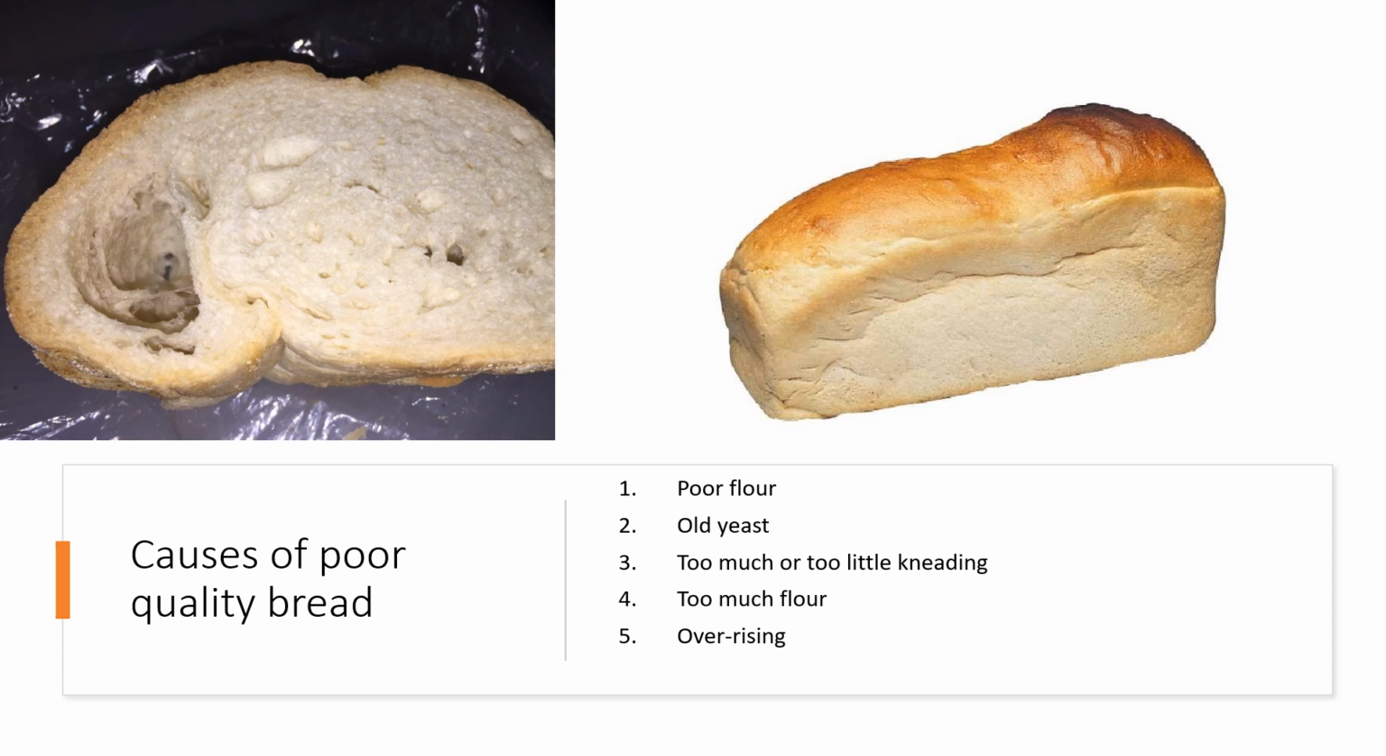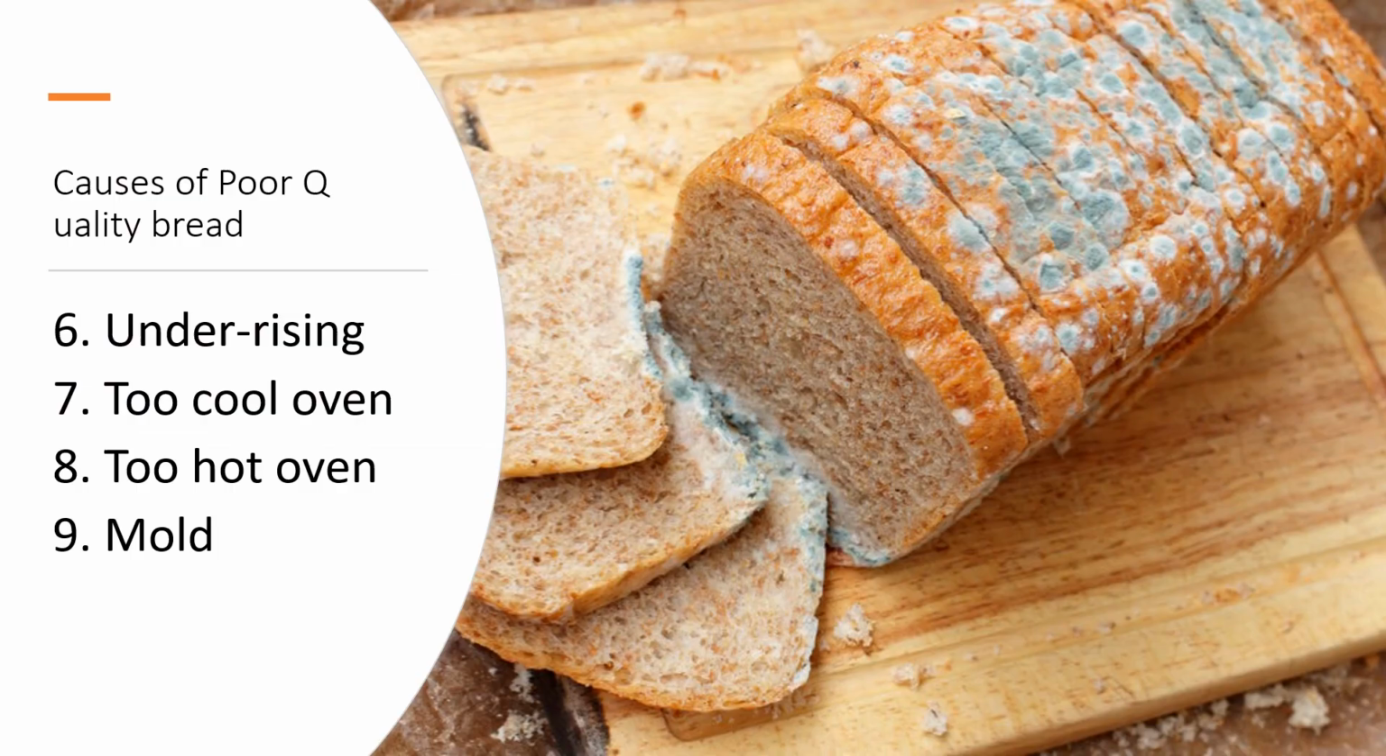Over-rising. Too long rising gives a very porous loaf with little flavor, a pale crust, and a porous crumb with broken, irregular cells. Ito yung may butas-butas. This bread crumbles badly, and if the rising continues too long, the bread is sour.